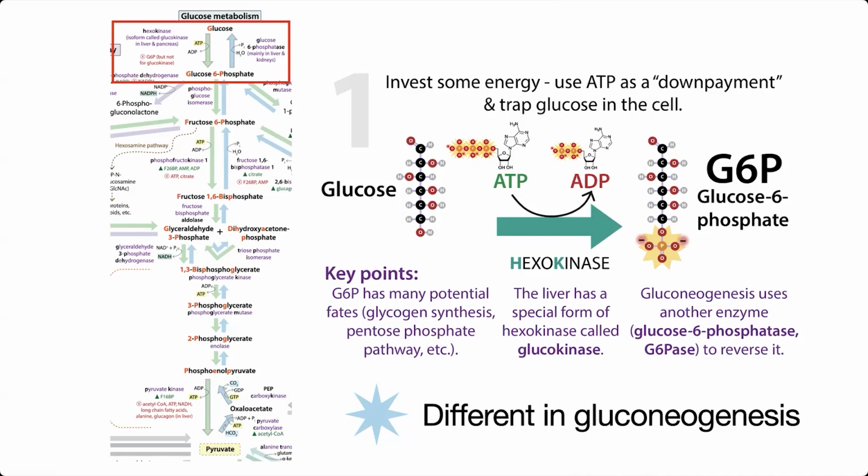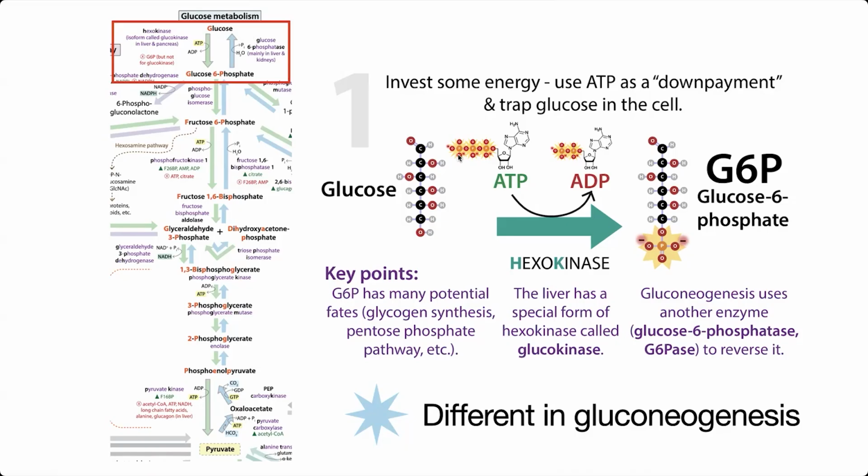We've really trapped it in tissues that aren't our liver and our kidneys, because pretty much only your liver and your kidneys, small amounts in other tissues, have this enzyme glucose 6-phosphatase, which catalyzes the kind of opposite reaction in gluconeogenesis. So these are one-way reactions in gluconeogenesis and glycolysis.